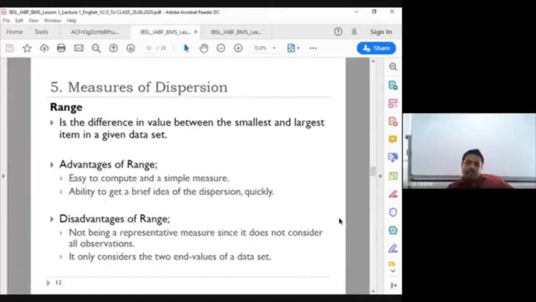Range is a no-brainer. That would be the difference between the largest value and the smallest value. That will give you a very brief idea as to the data being scattered from the minimum point to the maximum point. If you've been asked to compute the range, that would be the difference between the maximum and the minimum.